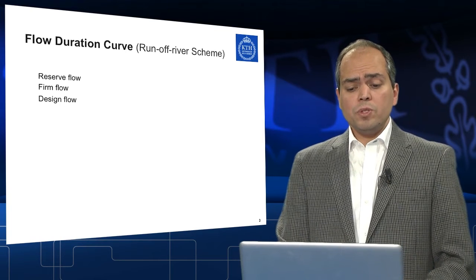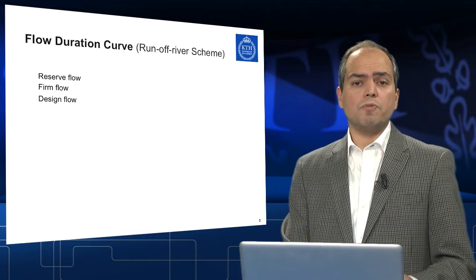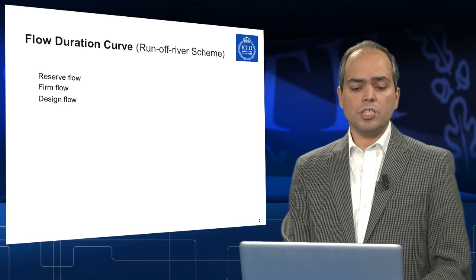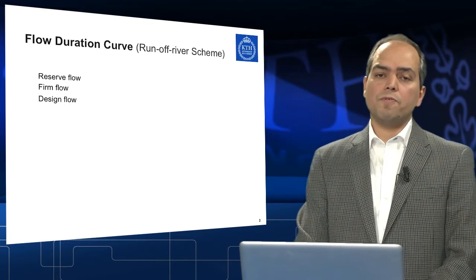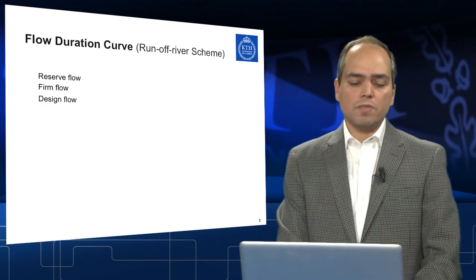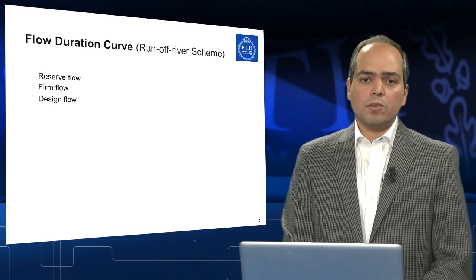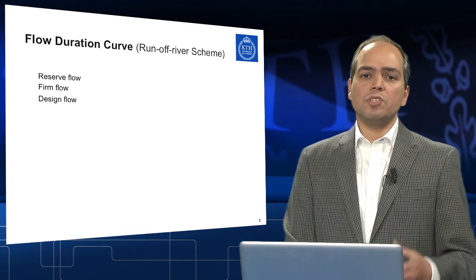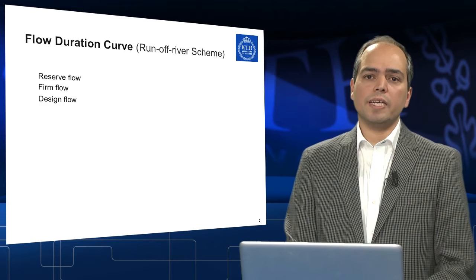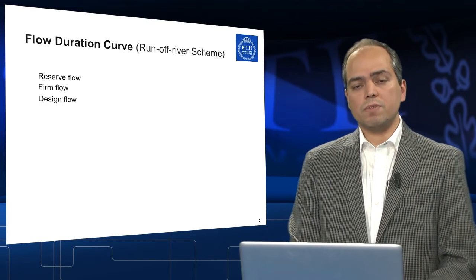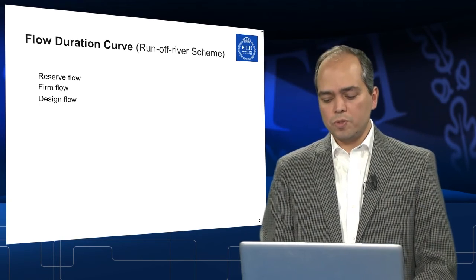The flow duration curve, which is for run-of-river schemes, you've seen this before in the lectures by Dr. Brijesh. So you already know the definition of reserve flow, firm flow, and design flow. This is mainly for run-of-river schemes that are dependent on the flow. There is no storage or very limited storage of water available for run-of-river schemes, as we also discussed in an earlier series of this lecture.